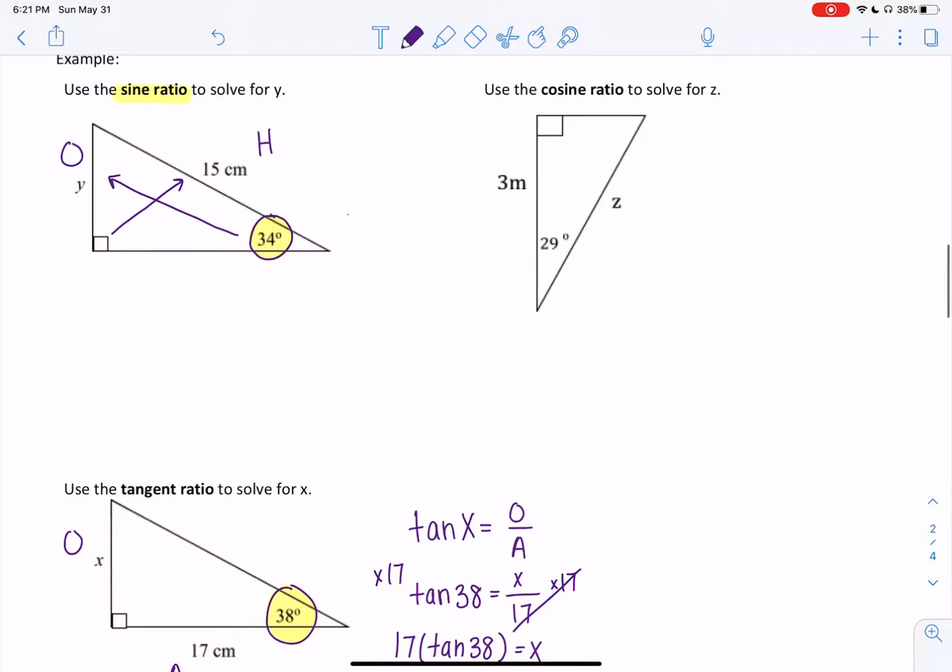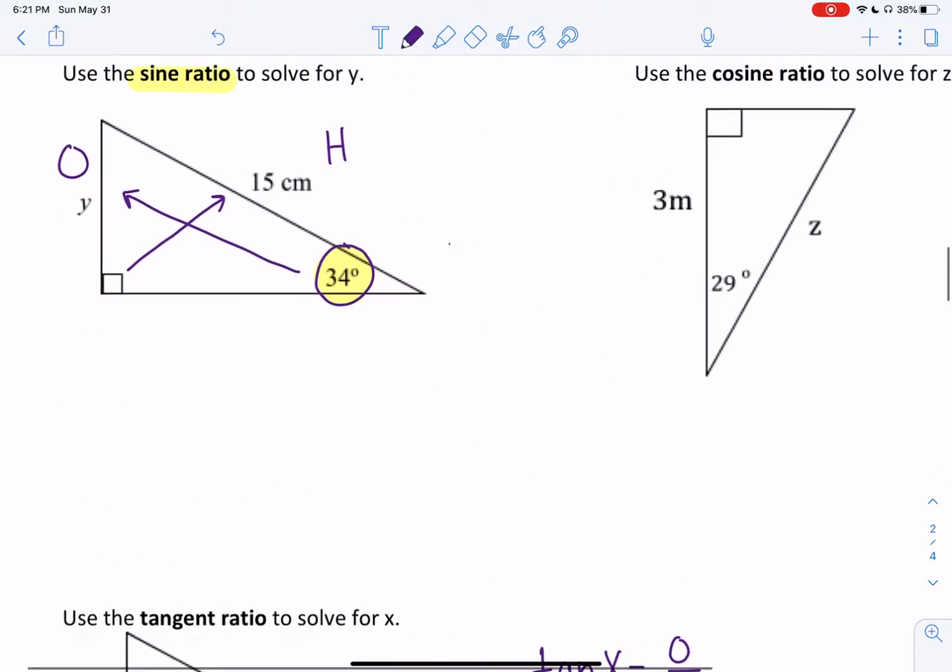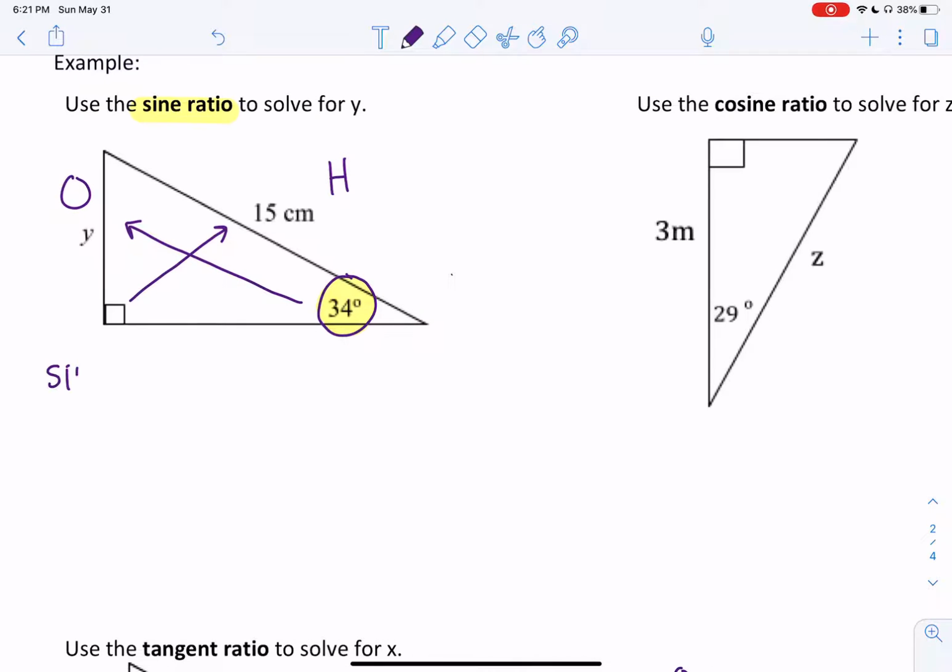So let's write out our whole equation. We have sine x equals opposite over hypotenuse. And let's fill in our values. The angle we circled goes in for x. We labeled y as O, so we're just going to sub that in. And then h we said was 15.